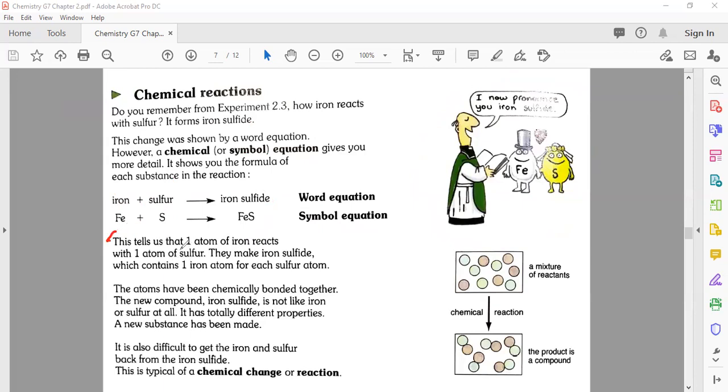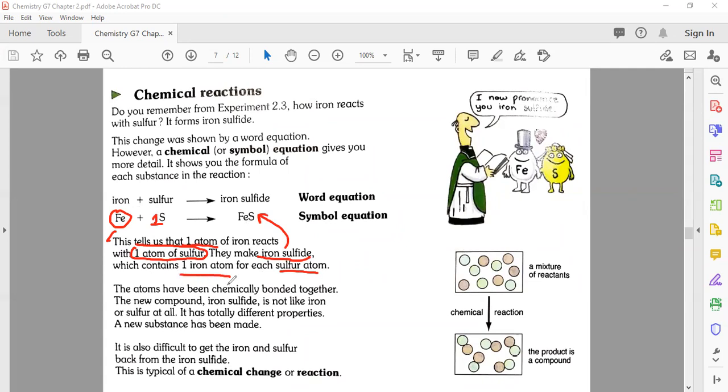This tells us that one atom of iron, look, this one atom of iron reacts with one atom of sulfur. Here also one. If nothing is written, it means only one. They make iron sulfide, which contains one iron atom for each sulfur atom. For each iron comes one sulfur. So we name this iron sulfide.